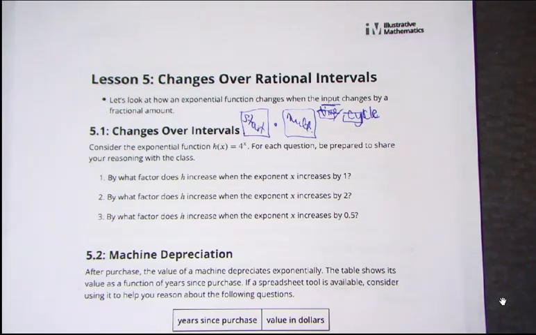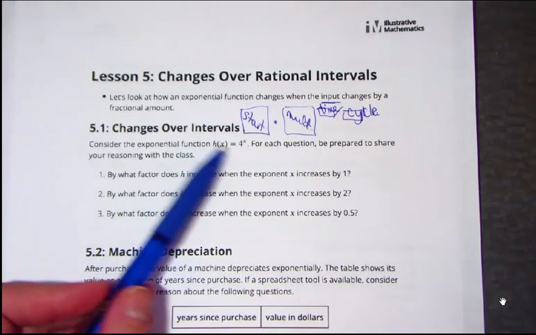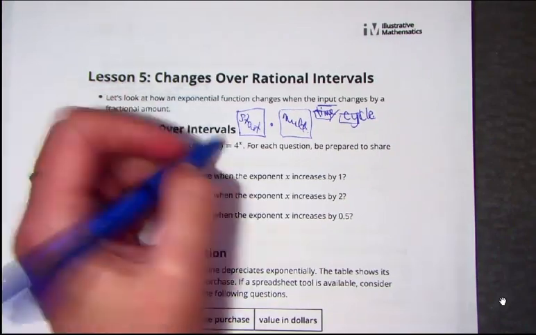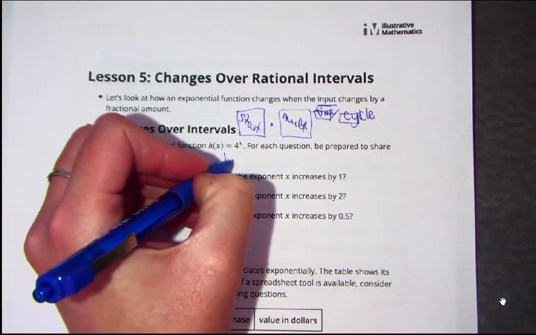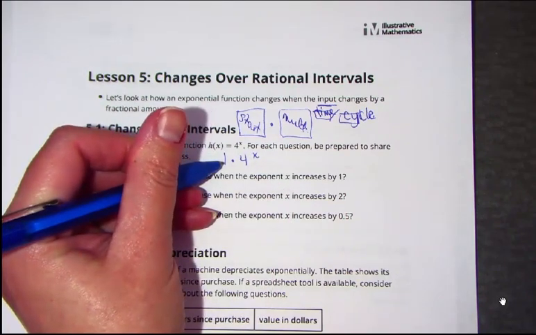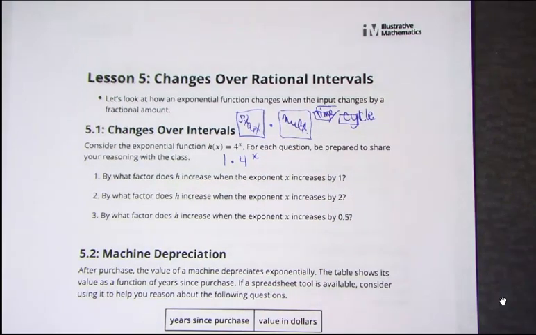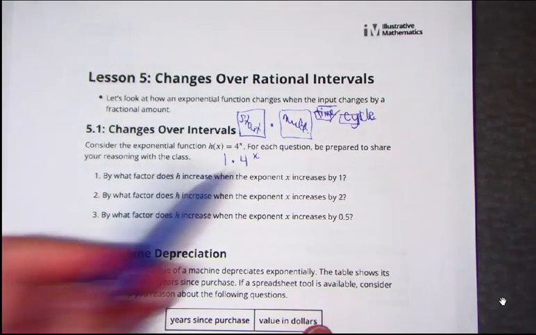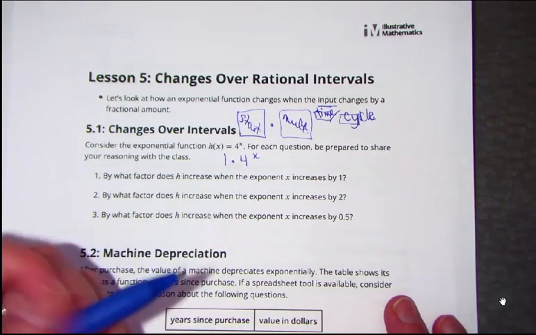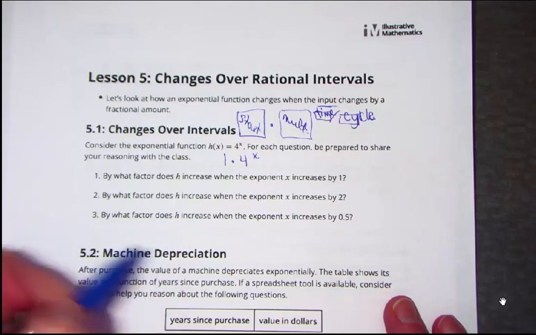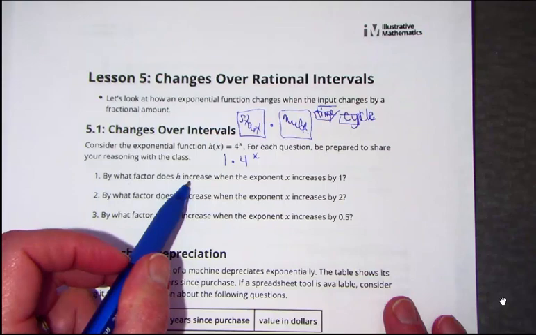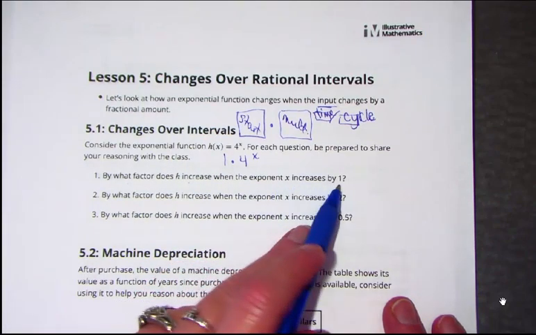So if we consider the exponential function h of x equals 4 to the xth power, there is no starting value, so we can think about that like 1 times 4 to the x. So we would start with 1 of something, or maybe that 1 represents hundreds or thousands or whatever. And it's multiplying, growing it 4 times, so 400%, or quadrupling every single time we get through one cycle. So by what factor does h increase when our exponent increases by 1?